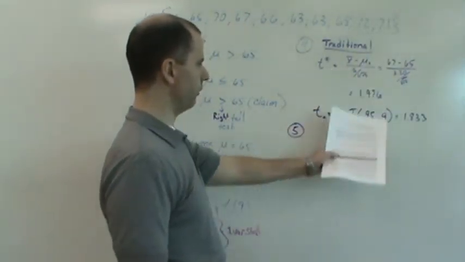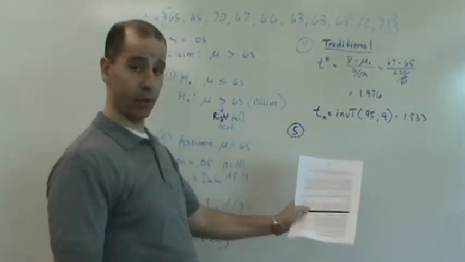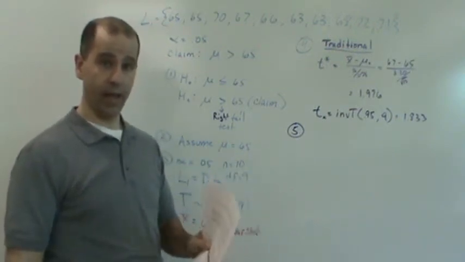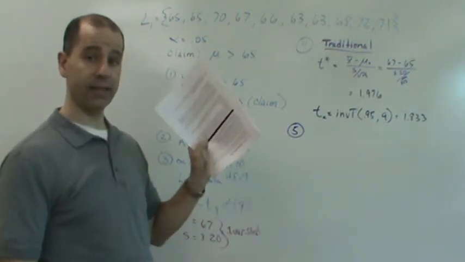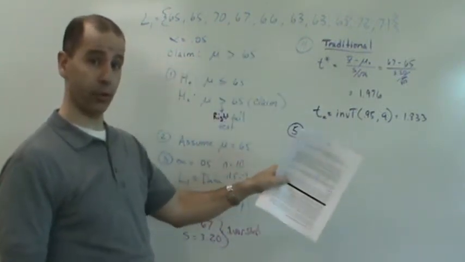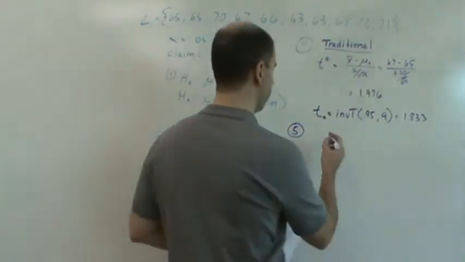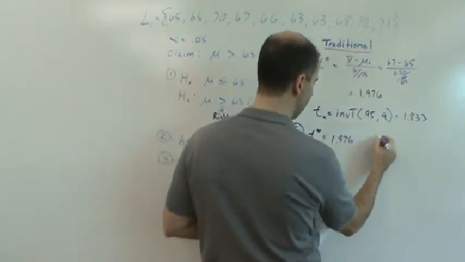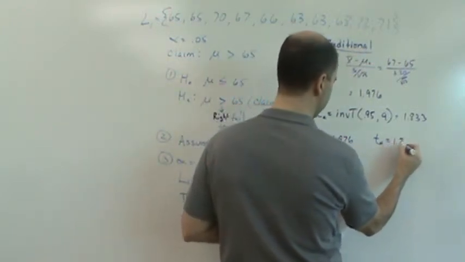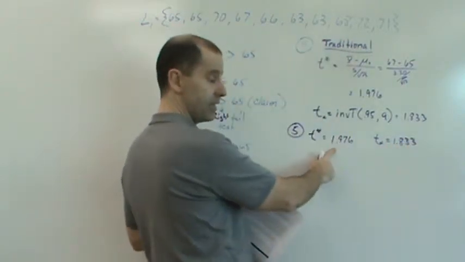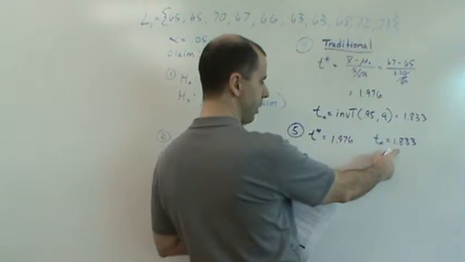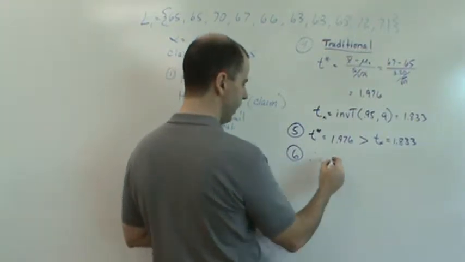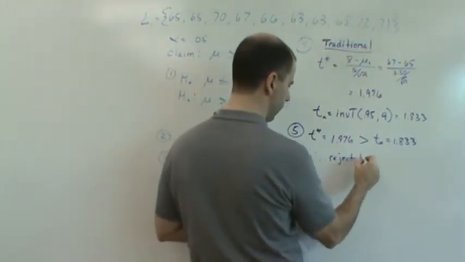And so now, here are my critical values. Since it's a right-tailed test, when am I going to reject? I'm going to reject when my test statistic falls within the rejection region, right? So in this case, if my test statistic, my t star, is greater than or equal to my critical value. So t star, which is equal to 1.976, and t alpha, which is equal to 1.833, is my t star greater than my t alpha? Yes. So therefore, what's the result of my test? I'm going to reject the null.